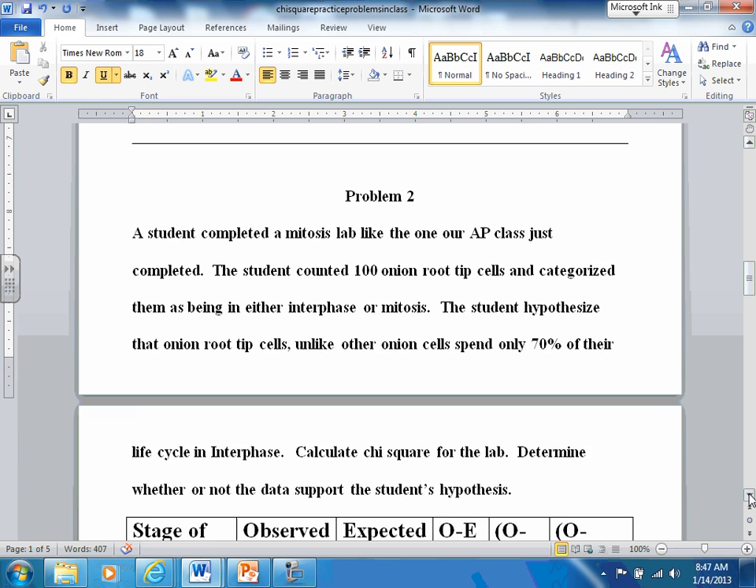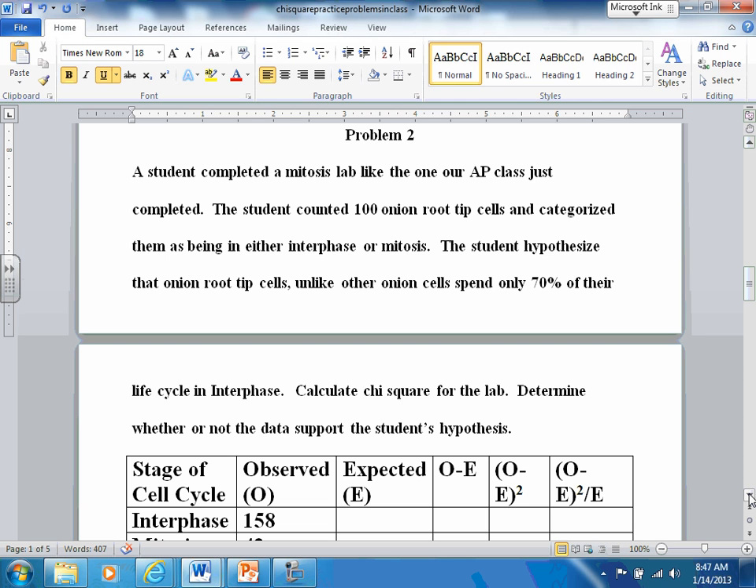And this is going to be just like the lab we did. This is what you're going to do with your lab data. A student completed a mitosis lab like the one our AP class just completed. The student counted 100 onion root tip cells and categorized them as being in either interphase or mitosis.